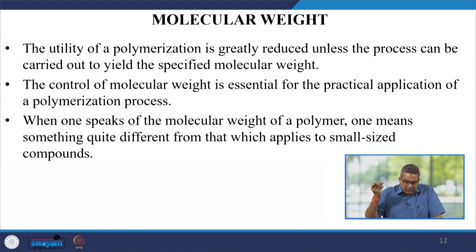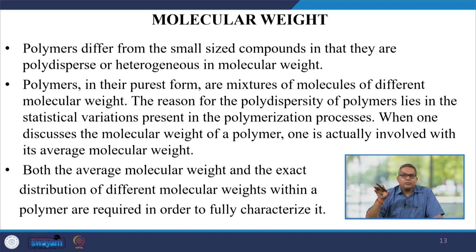Now, when we say the molecular weight of a polymer, one means something quite different from what applies to small sized compounds, where you have a fixed molecular weight. Here you will have a range of molecular weights. So, polymers differ from small sized compounds in that they are polydispersed, heterogeneous in molecular weight. Polymers in their purest form are a mixture of molecules of different molecular weight. The reason for this polydispersity lies in the statistical variation present in the polymerization process.